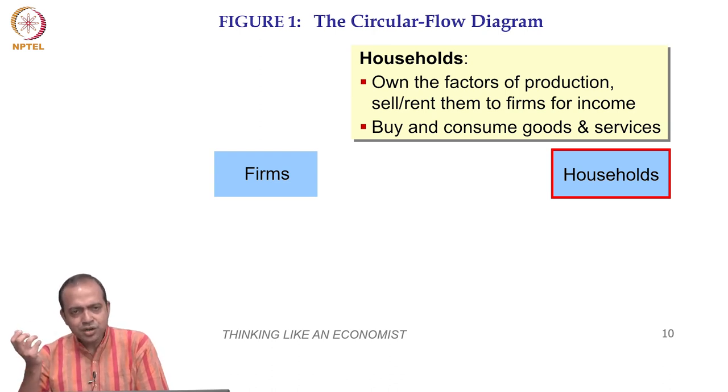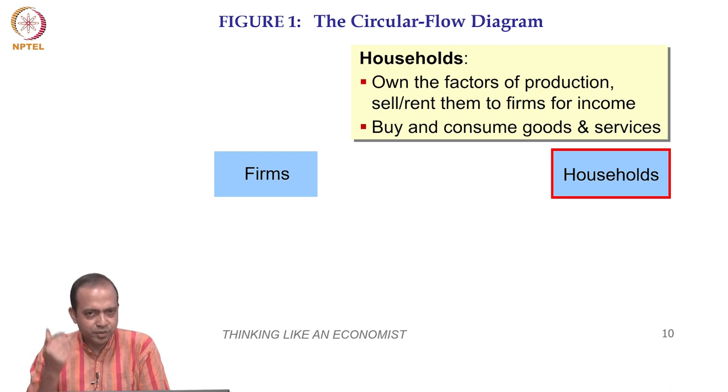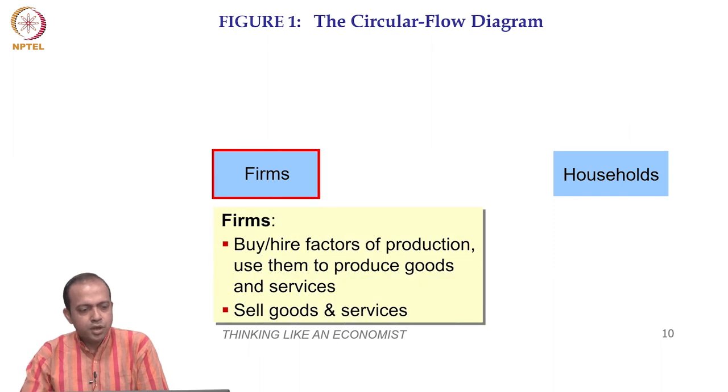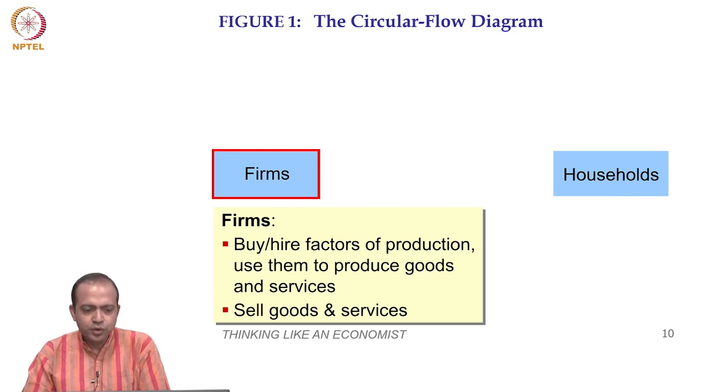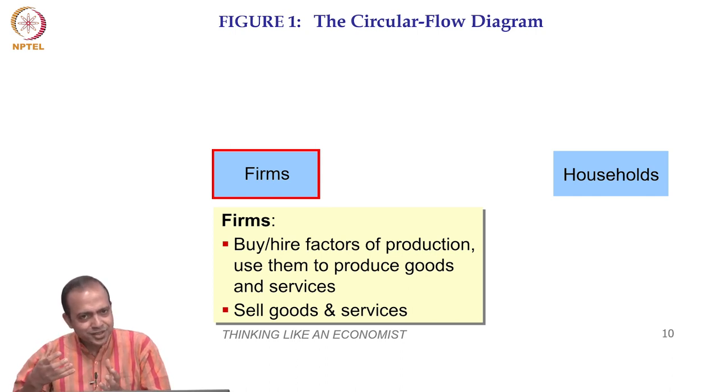Okay? And in return, households will buy or consume goods and services produced by this firm sector. What will the firms do? The firms will hire the factors of production, use them for their goods and services production, and then sell the goods and services. Now think, what is the source of households' income? Households will get either wages and salaries if they supply labor, or they will get rent or interest on what they are lending to the firms.